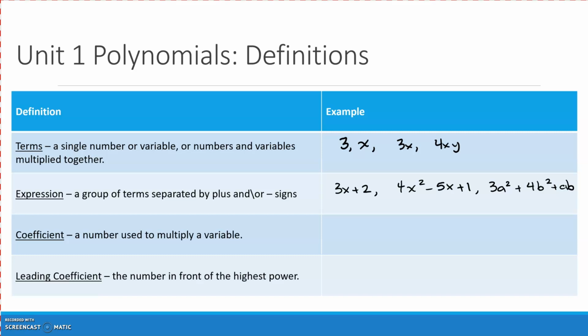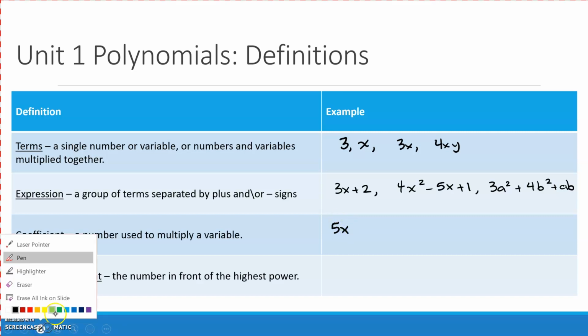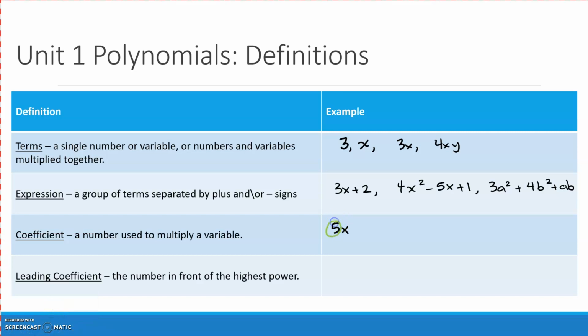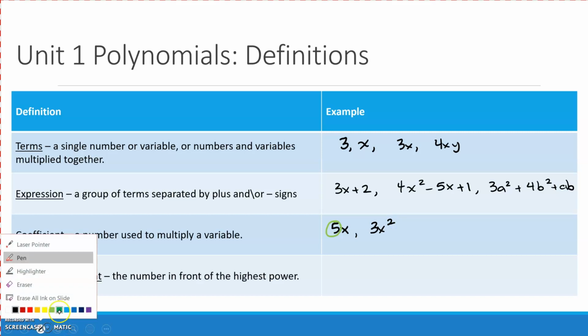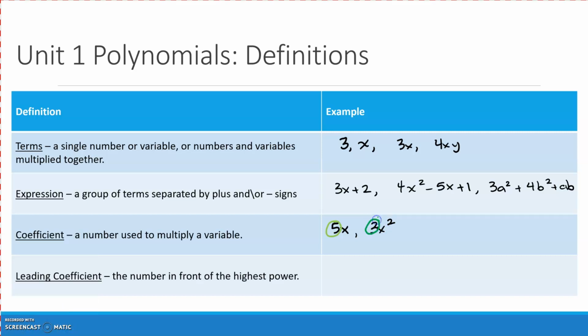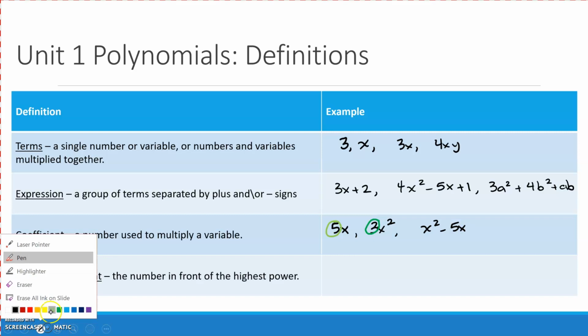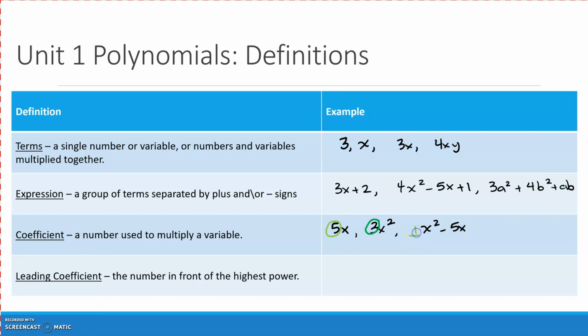A coefficient is a number used to multiply a variable. So a coefficient, if I have 5x, that means the coefficient is 5. If I have 3x squared, that means the coefficient is 3. If I have x squared minus 5x, then the coefficient of those is 1, because we assume there's a 1 there, and negative 5.